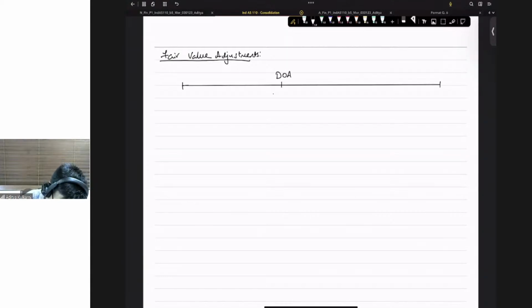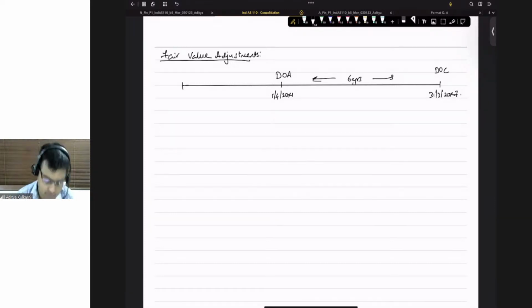This is your date of acquisition. Say 31st or 1st April, I'll make it 1st April 20x1. This is your date of consolidation: 31st March 20x7. So 2, 2, 3, 3, 4, 4, 5, 5, 6, 6, 7. 6 years have passed. You had acquired a subsidiary on 1st April X1 and you have to prepare the balance sheet as on 31st March 20X7. So with this in mind, let us start discussing.